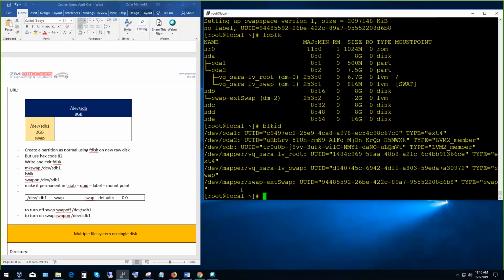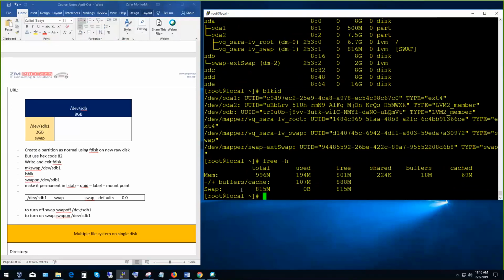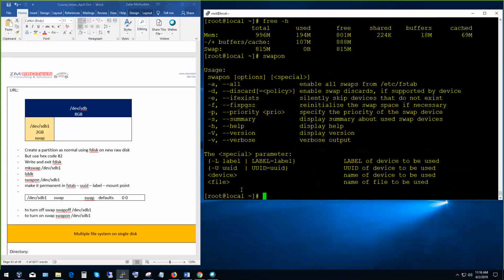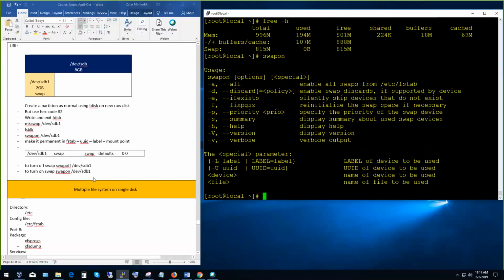Okay, and then what is the command? Swapon. Before that we do free -h, and it's only 815 megabytes. So I type swapon, and hit enter. Oh, I think it's a different command, right? Swapon, and then I have to give that information here. swapon /dev/swap, then ext swap.